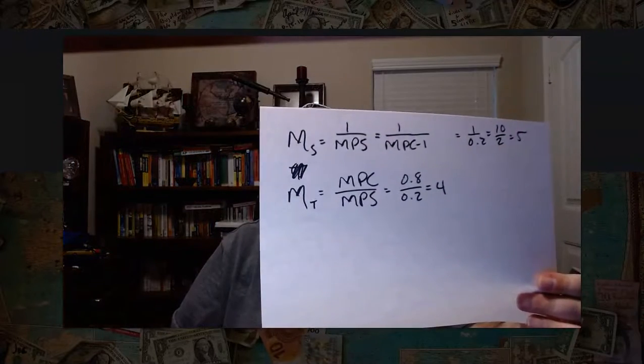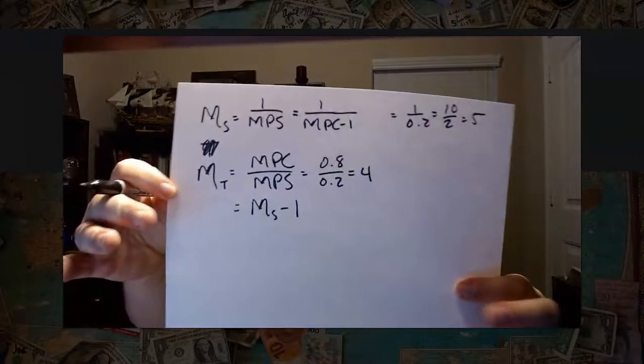Now, if we do it up here and we say 1 over 0.2, that's the same as 10 over 2, or 5. Well, look at that. The tax multiplier happens to also be the spending multiplier minus 1 at all times. So your tax multiplier is just 1 less than whatever your spending multiplier is. In other words, if they increase taxes by $4 billion, total spending is going to come down by $16 billion. They increase taxes, you have less money. How much less? As much as $16 billion less to spend in aggregate.